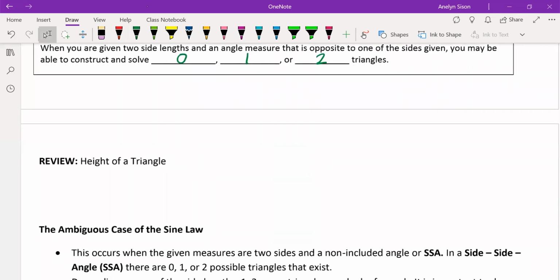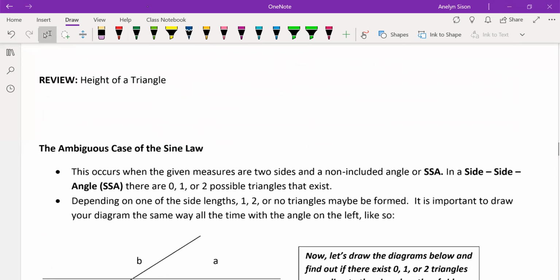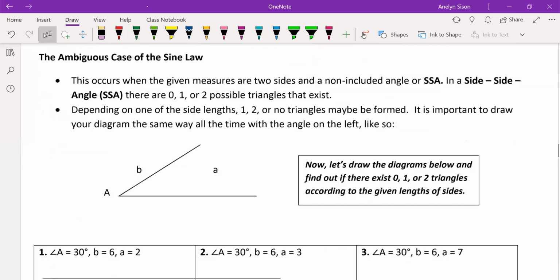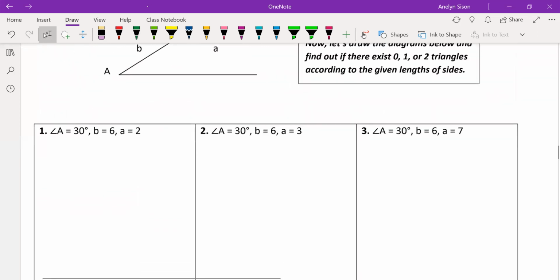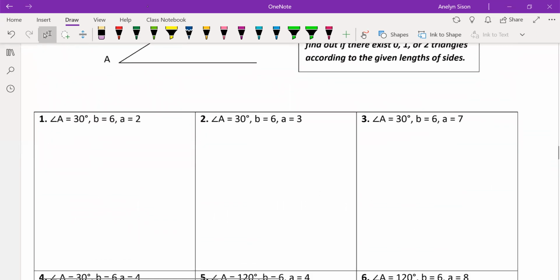Okay? Construct and solve. All right? So we're going to have to solve. We know how to find the height of a triangle. All right, so we're good. Let's see. This is review. So let's just review here.